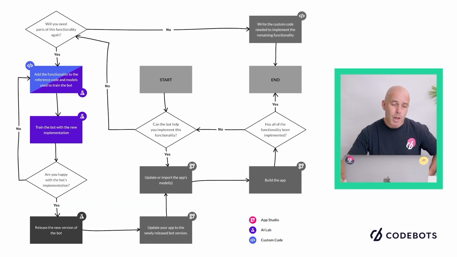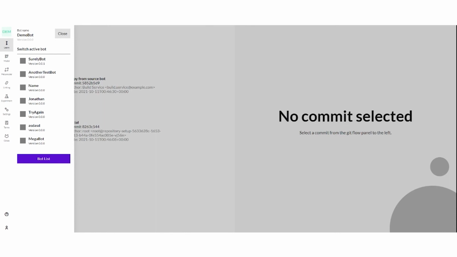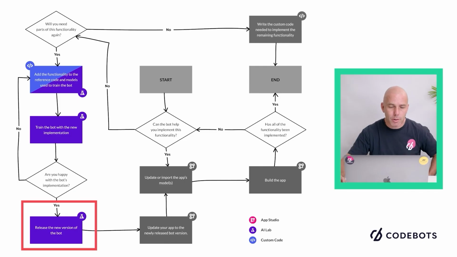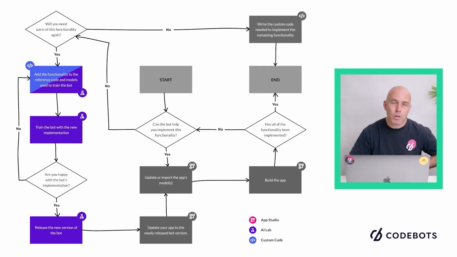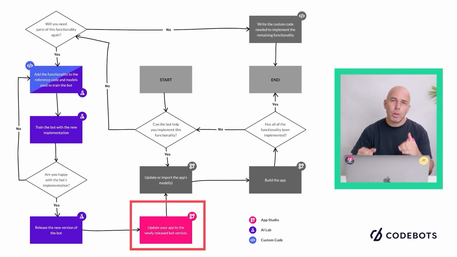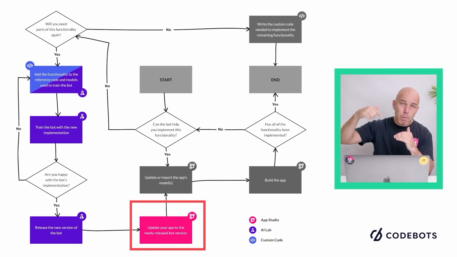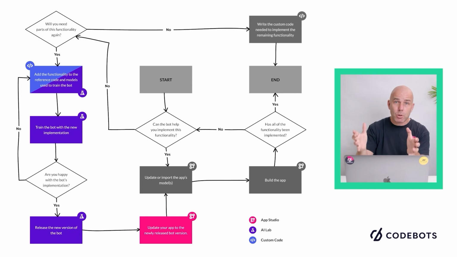It's pretty cool. The next thing to do, once you're happy, is you're going to release a new version of the bot. So version 1 to version 1.1 or whatever it is. Once you've released that new version of the bot with that new trained functionality that you've shown it, the next step is inside the App Studio, you upgrade your app to that new version of the bot, and then you rebuild the models inside the actual application itself. And then that app is going to have all of the cool things that you've updated.